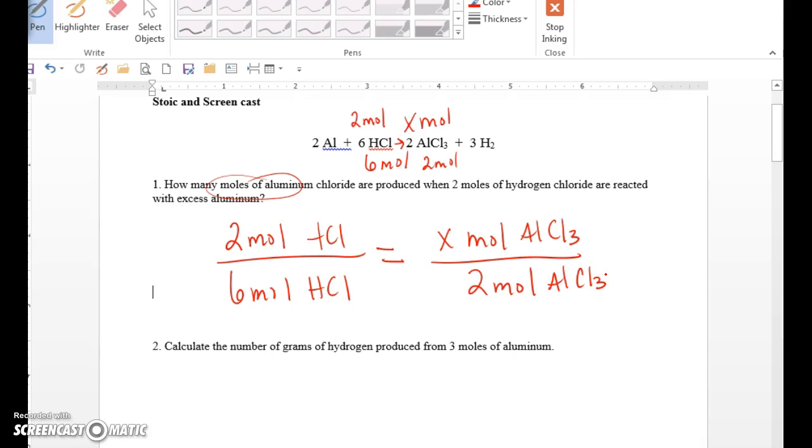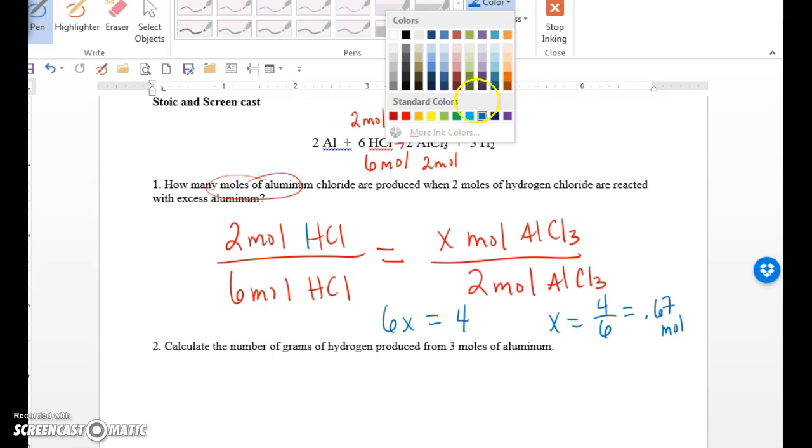And so from here, you would solve for X. Since we have an equal sign here, we'll cross multiply. That gives me 6x is equal to 4. And we can follow with the units, and then you would even see that the units cancel too. So that gives you x is equal to 4 over 6. As a decimal, that would be 0.67 moles. And that would be your answer. And that's how you set up a mole-to-mole problem.